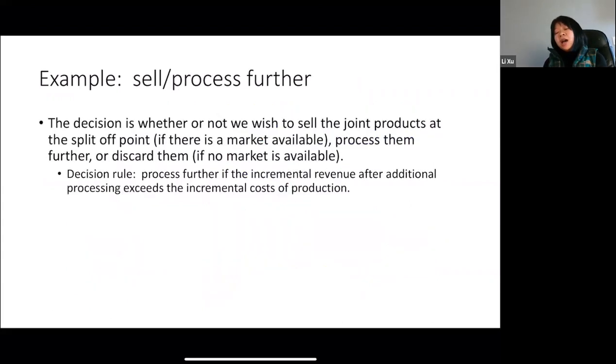So how do you decide at which stage you should stop and sell, or continue to process? The decision is always incremental revenue. Basically, you ask yourself, if I'm going one stage further, am I going to make more money compared to the cost of one more stage of production? As long as incremental revenue is larger than incremental cost, you should continue.